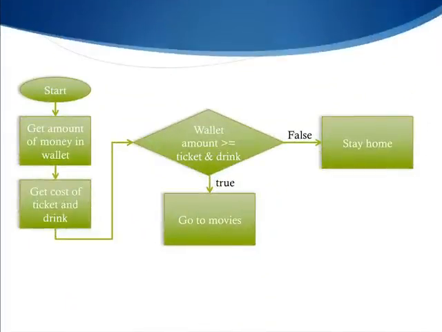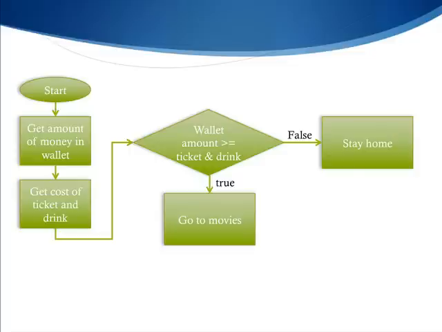Let's take a look at the movies. I went ahead and did a flowchart for our sort of can I go to the movies program. And you'll see I have a start. I do not have an end. I should have put one in, but I did not. Anyway, we have a start. And the first thing I need to do is find out how much money I have in my wallet. The second thing I need to do is find out what the cost of a ticket and a drink are for me. It might be a ticket and a snack for you.